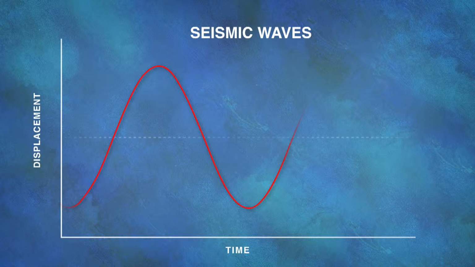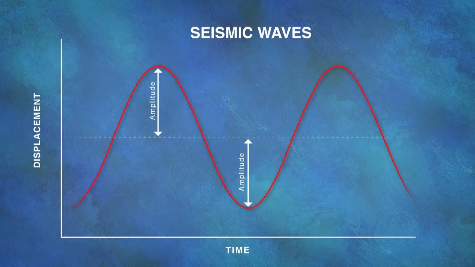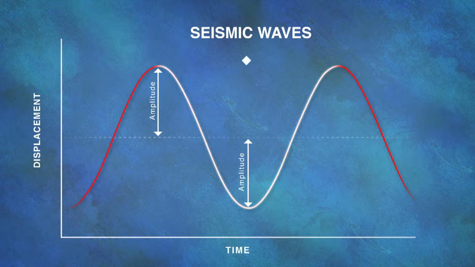First, waves have amplitude. That's a measure of the maximum amount of displacement they cause. In this case, that's the displacement of particles in the ground. Next, they have a time period. That's the length of time it takes for one whole displacement cycle.